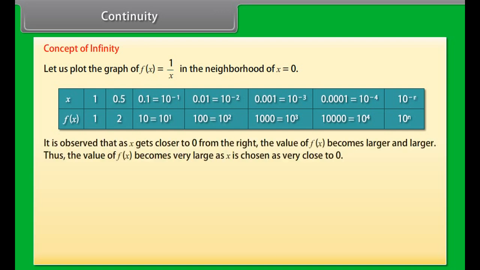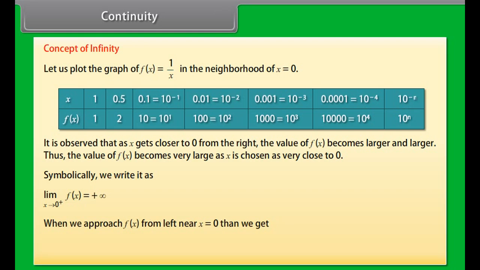It is observed that as x gets closer to 0 from the right, the value of f of x becomes larger and larger. Thus, the value of f of x becomes very large as x is chosen very close to 0. Symbolically, we write it as limit x approaches 0 plus of f of x is equal to plus infinity.